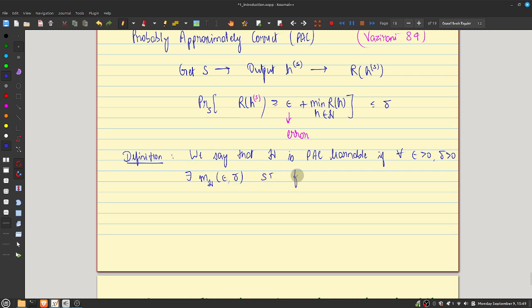such that for every ground truth distribution, there is some algorithm which uses these many samples, at most these many samples, and still achieves this particular quantity.